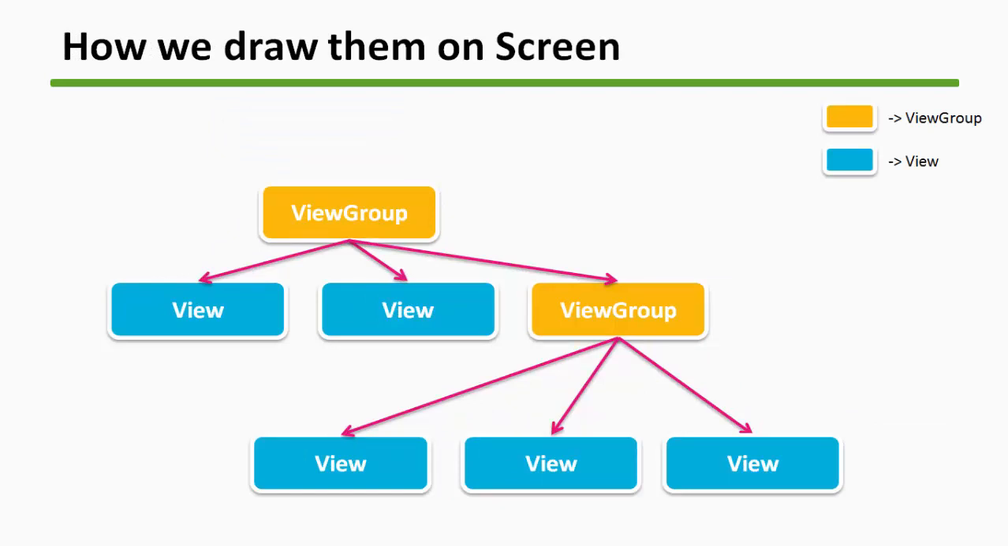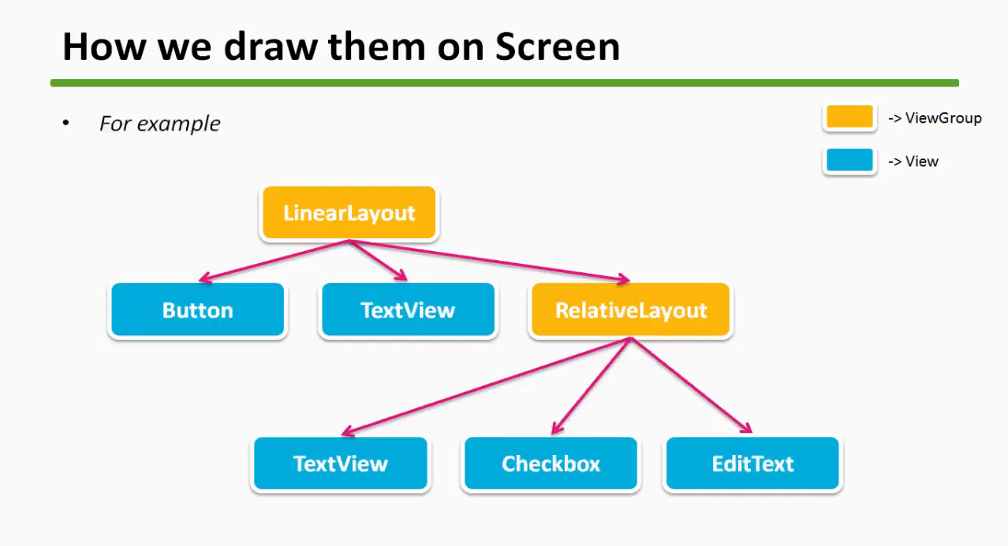How do we draw them on screen? When we are designing our screen in the XML file or via the code, a view group and a view are different in that scenario. A view group can contain other views, however, a view cannot contain a view group. So a button cannot contain a linear layout, however, a linear layout can contain any number of buttons. For example, a linear layout can contain a button directly, a text view, and then another relative layout inside it. And that relative layout can contain a text view, a checkbox, an edit text, or any other layout.